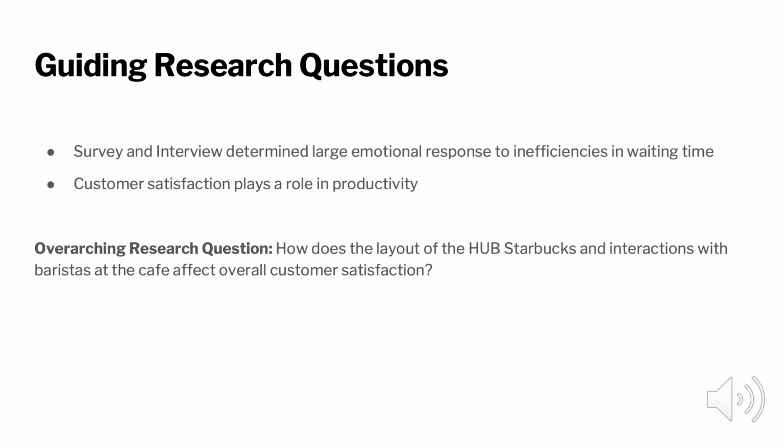The main guiding research question for the study differs a bit from my overarching design question. I found that survey and interviews determined a large emotional response to inefficiencies in the waiting time. Additionally, customer satisfaction plays a role in productivity. I changed my overarching design question to create my research question, which became, how does the layout of the Hub Starbucks and interactions with baristas at the cafe affect overall customer satisfaction?